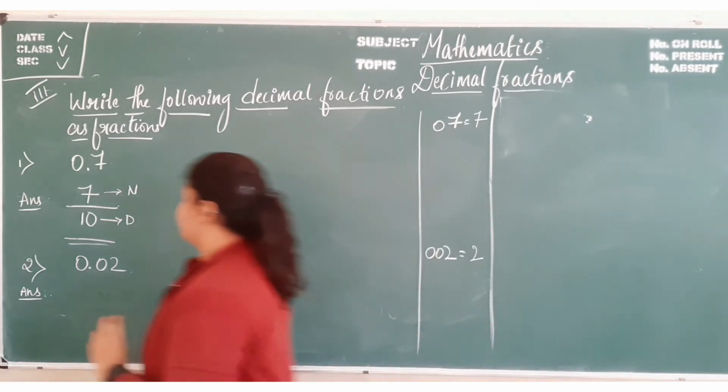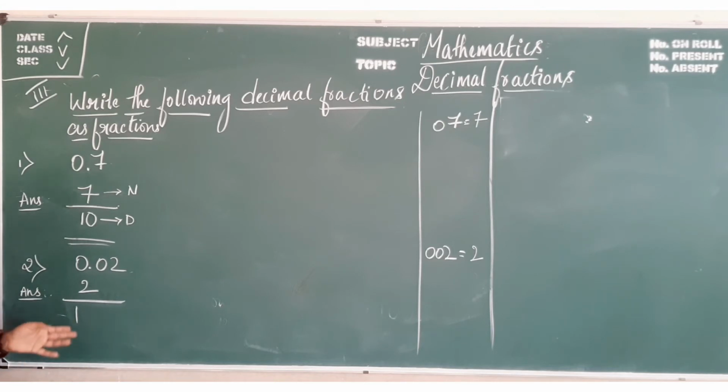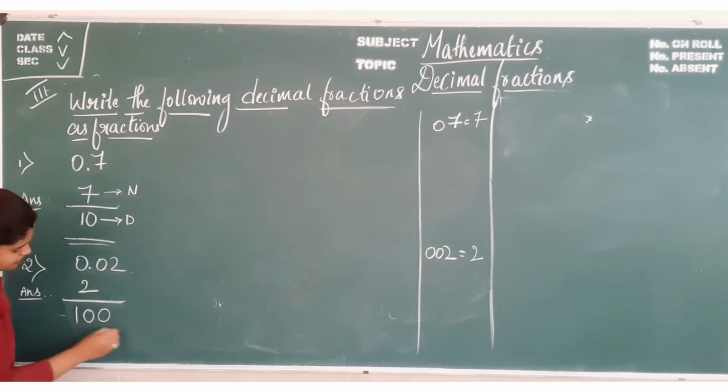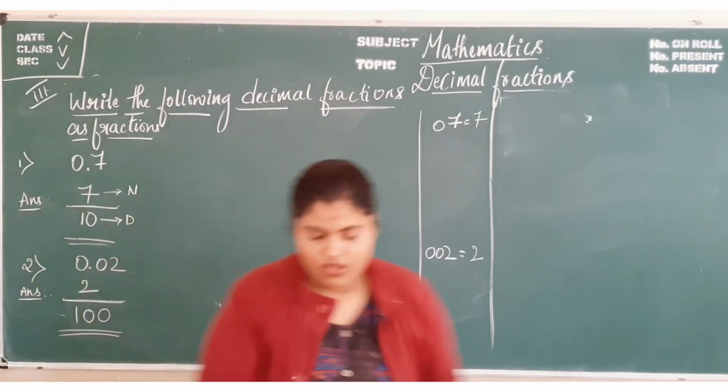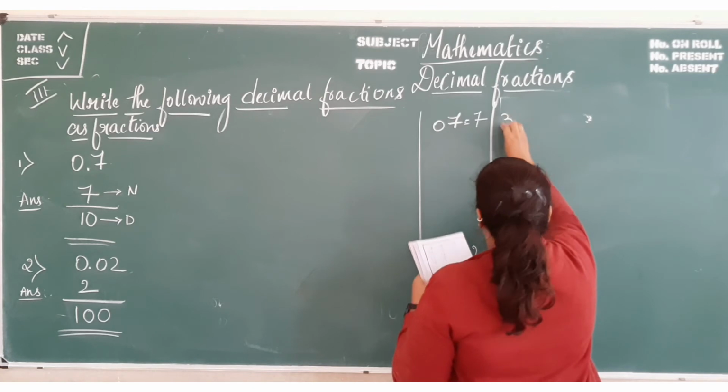So what is the numerator here? Yes, numerator is 2 divided by 1 followed by only zeros I should write. Very good. I should write 2 zeros because after the decimal point I have 2 digits, 1 and 2. So I should write 1 followed by 2 zeros. So your answer is 2 by 100. That's all. Okay. We shall move on to the next question. Third question.